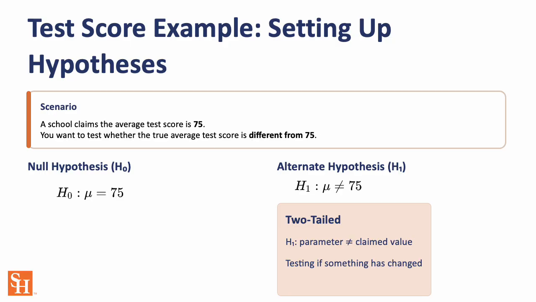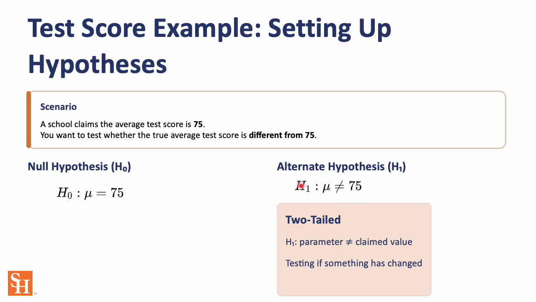Now for the same problem, say we want to test whether the test score is in fact different from 75. Here the claim value was that the test score is 75, and we just want to test whether the test score is different from 75. Therefore the null hypothesis would be the same for all the cases, right? In the null hypothesis we assume that something is equal to something, therefore here mu equals 75. And in the alternative hypothesis, now we just want to test whether mu is different from 75, right? So here mu is our population parameter and we want to test whether it is different from 75.